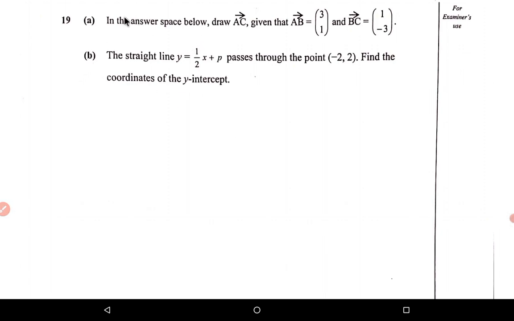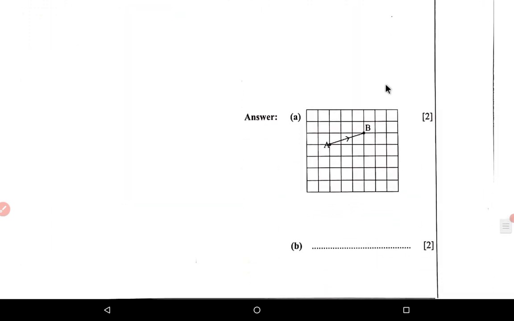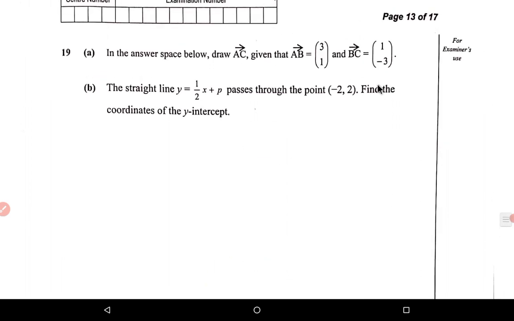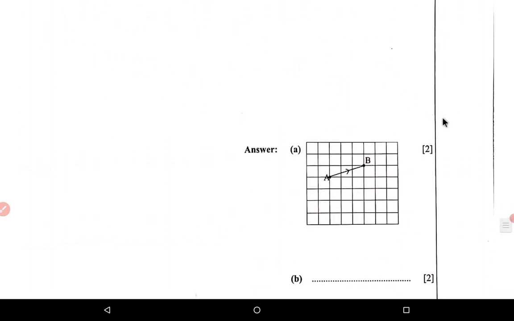So question 19, in the answer space below, draw AC, given that this and that. So we've been given this, we need to draw AC. So 3 to 1. Okay, so we have, you're going to do this.